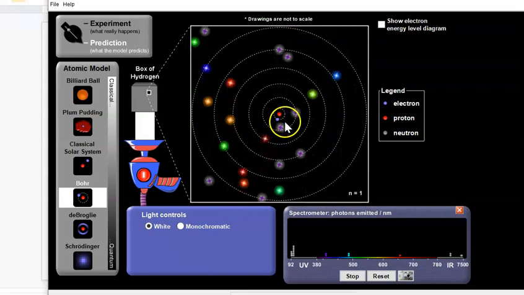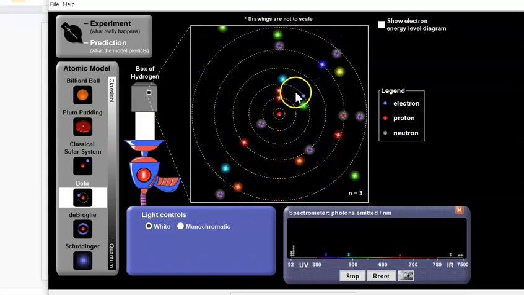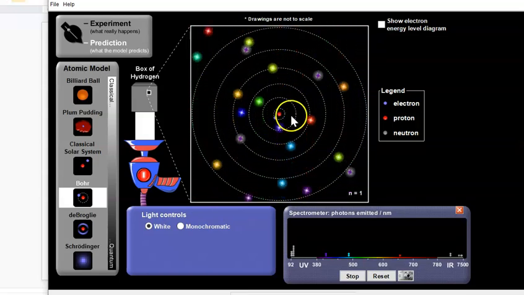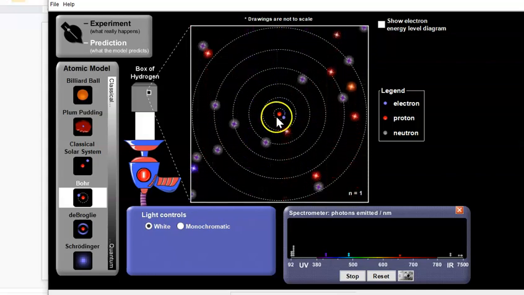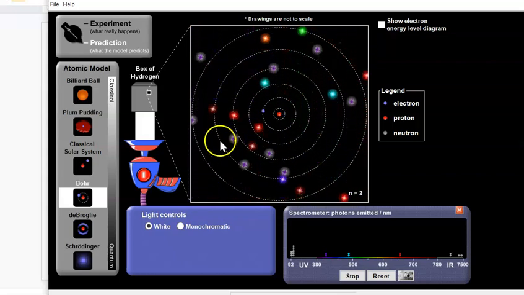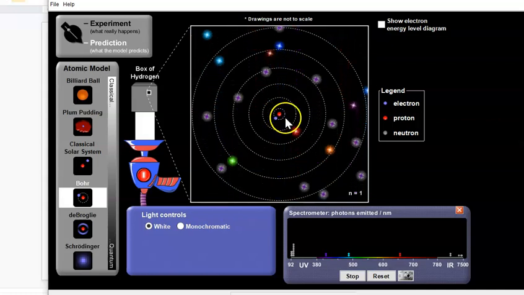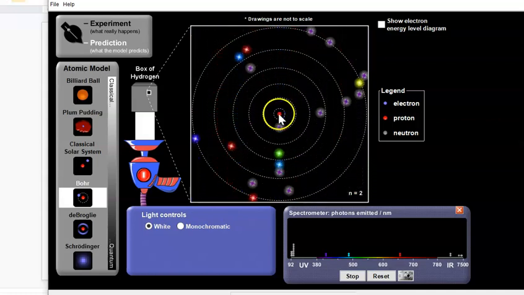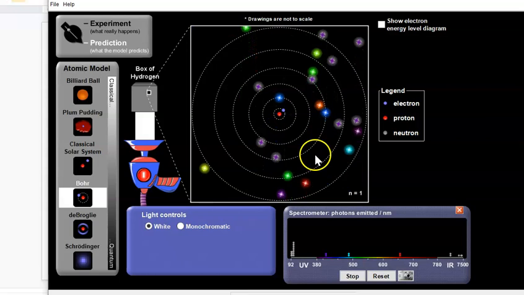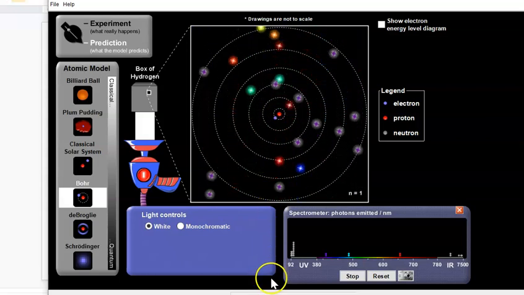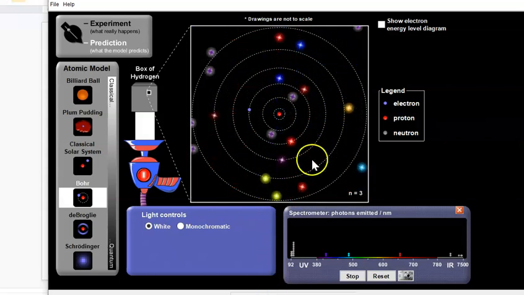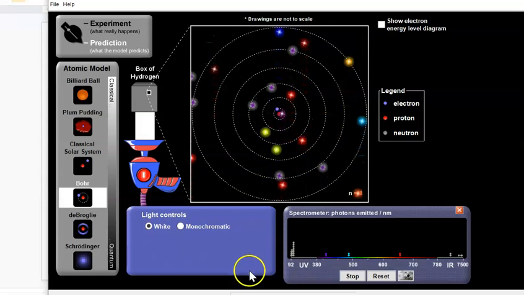But the idea is, let's keep track of that little electron. There it is. Where's it going? Oh, it didn't move yet. There it is. So this electron here is jumping whenever a photon gets absorbed by it. I'll try to slow this down. Maybe we can see it happen.